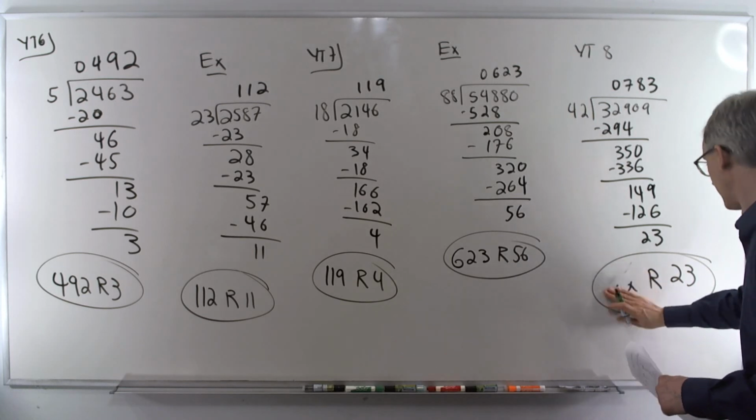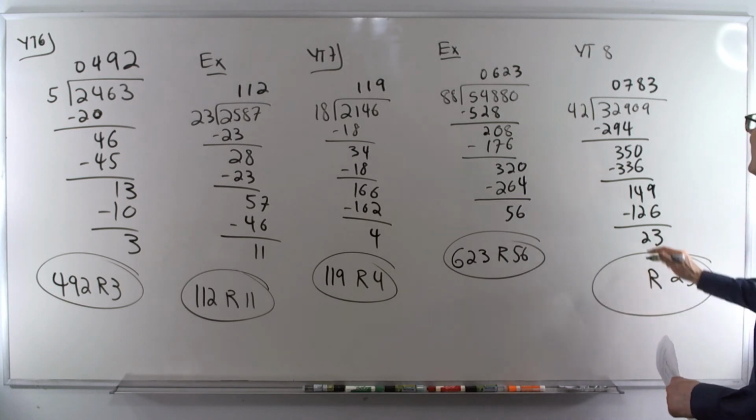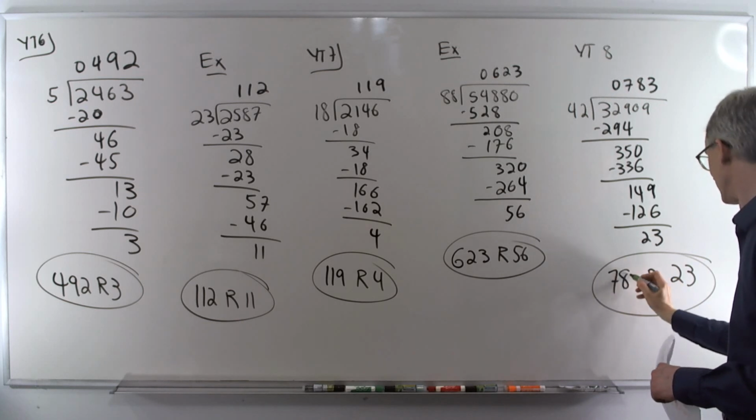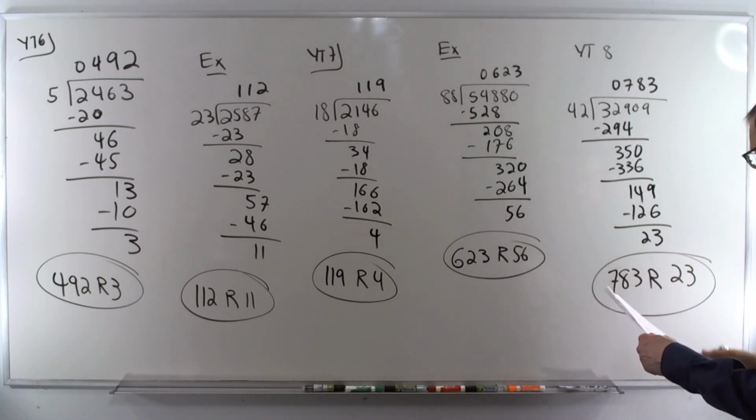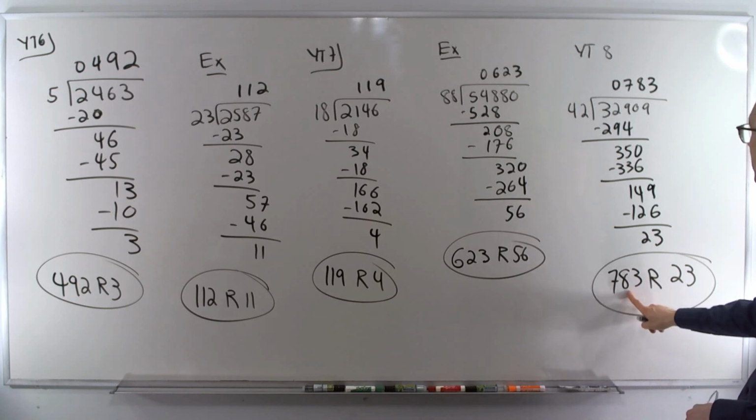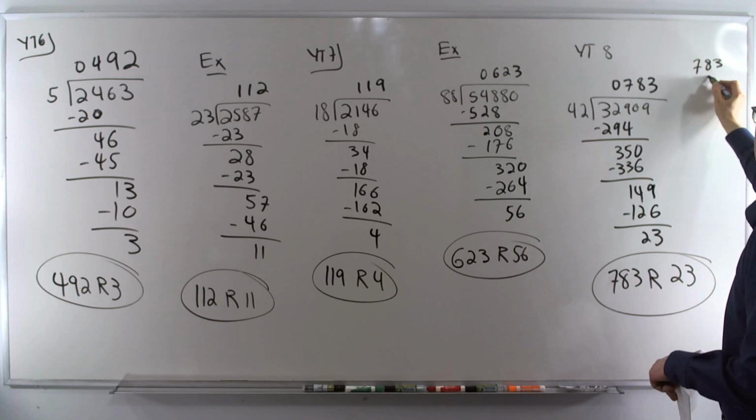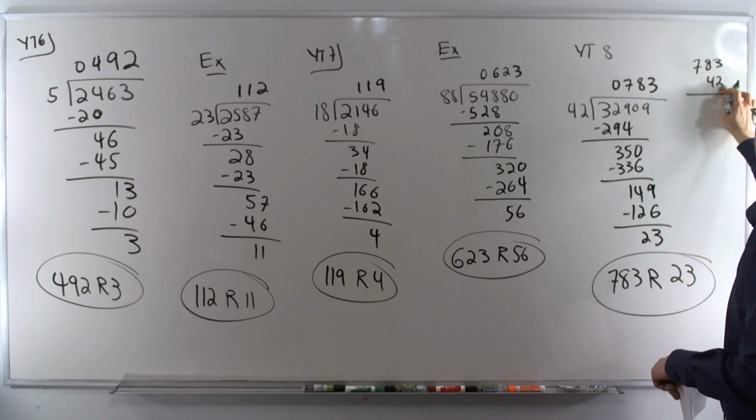What am I doing? Look at that. So that's 483 or 783. There we go. That makes a little bit more sense there. 783 remainder 23. Okay, now to check, I'm going to do 783 times 42.